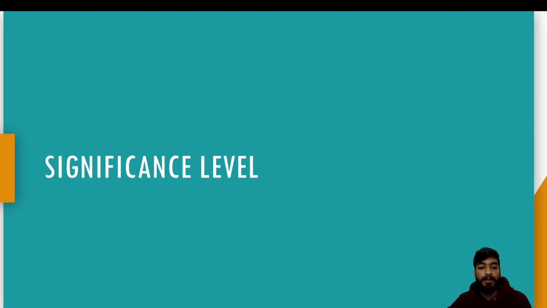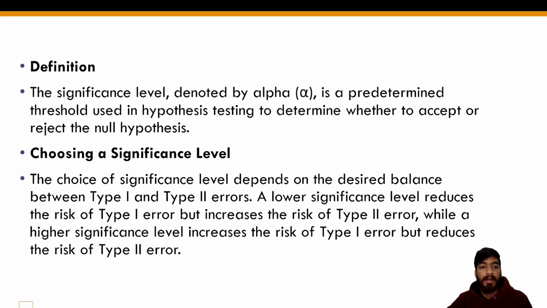Now we are going to discuss significance levels. Definition. The significance level, denoted by alpha, is a predetermined threshold used in hypothesis testing to determine whether to accept or reject the null hypothesis.